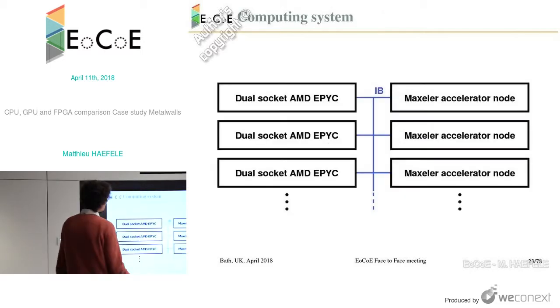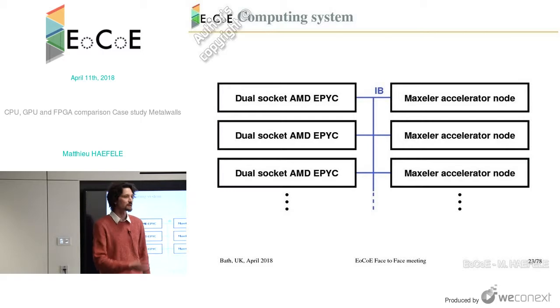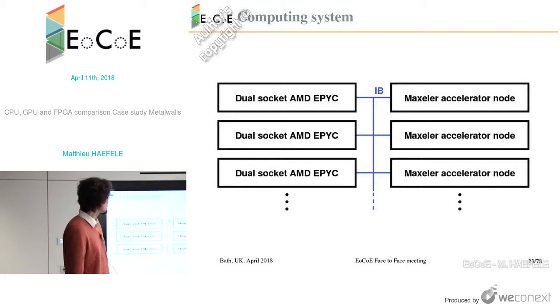And then you set up a cluster, which is quite standard here. So with some normal CPUs, you will be able to offload some part of the computation onto these accelerator nodes. That's how it works.